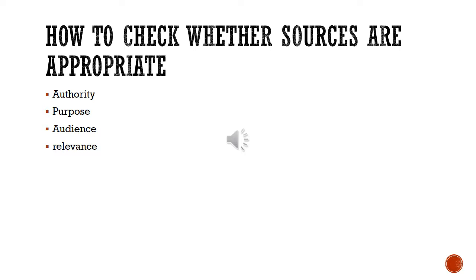And the third thing is the audience. For which audience was the information in the source written? Who is the source written for? What is the target audience? Some sources are prepared for a very specific audience, for example young children, and this may not be appropriate for an academic essay. So it is very important to know for whom the source was written.